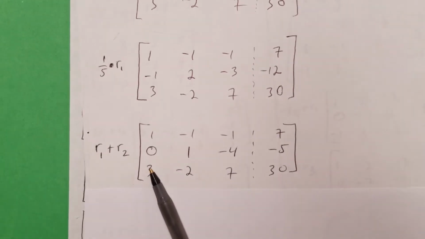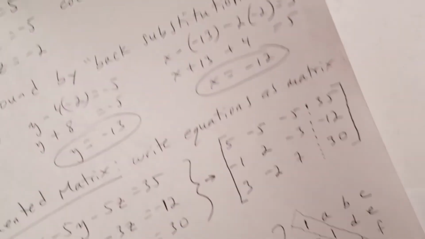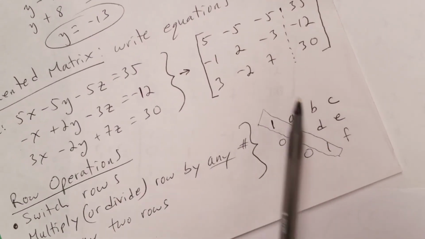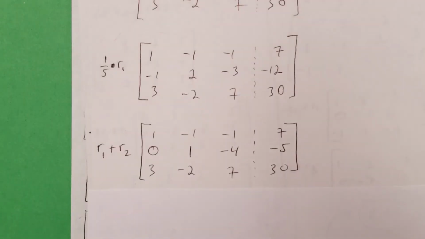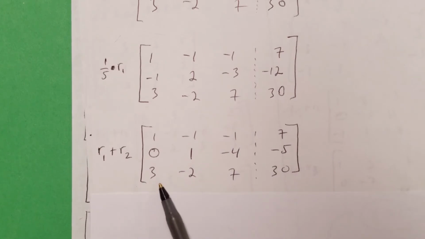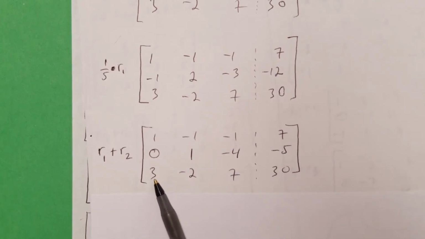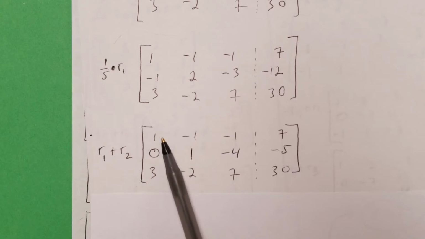Right? Remember what we're going for. We're going for this, right? 1's here and 0's here. So how do I make this a 0? Well, I need a -3. But I don't have a -3.